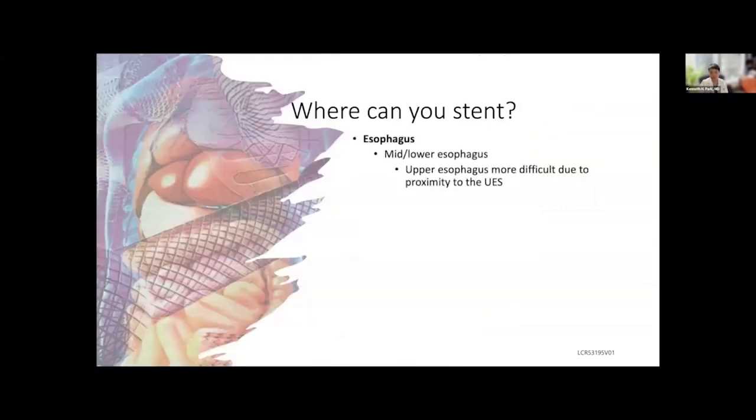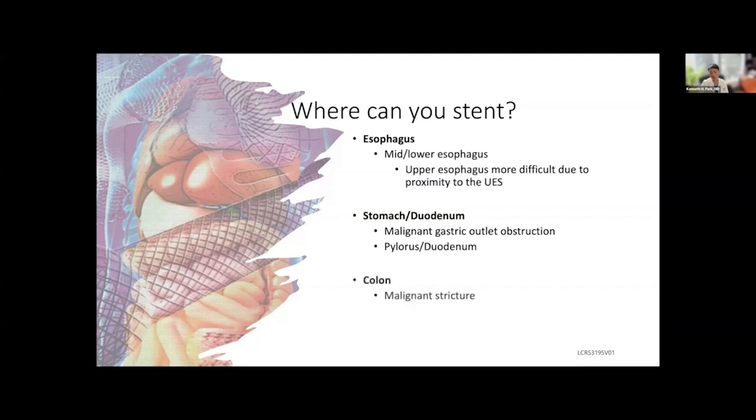So where can you stent? Obviously in the esophagus, lower esophagus being most common. In the upper esophagus, you can stent closer to the UES, or upper esophageal sphincter, but placement is more difficult, and then you're at risk for patients having globus sensation because the stent opening is very close to the upper esophageal sphincter. That might be very uncomfortable for patients. You can also stent in the duodenum or stomach for malignant gastric outlet obstruction, or obstruction in the pylorus or the duodenum, and obviously the colon, left and right.